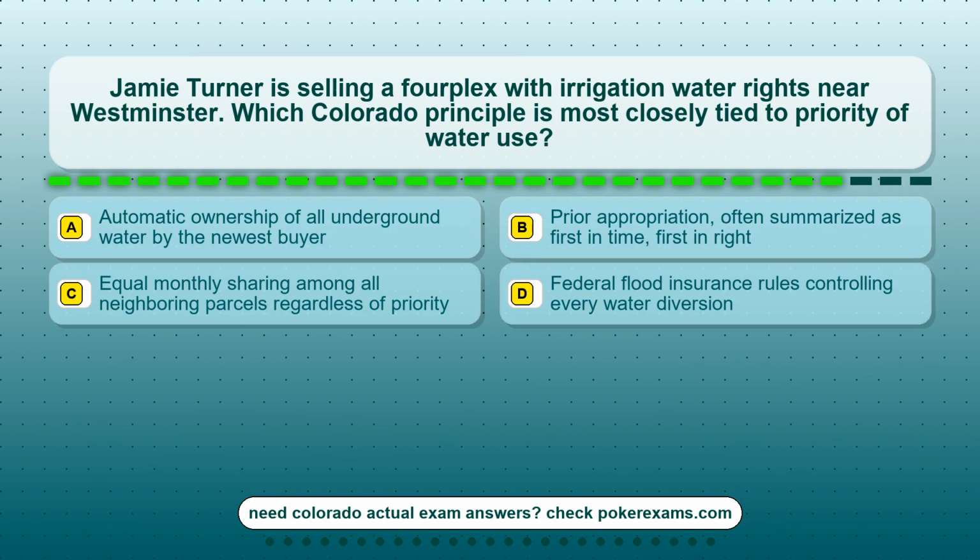Question 18. Jamie Turner is selling a fourplex with irrigation water rights near Westminster. Which Colorado principle is most closely tied to priority of water use? Option A, automatic ownership of all underground water by the newest buyer. Option B, prior appropriation, often summarized as first in time, first in right. Option C, equal monthly sharing among all neighboring parcels regardless of priority. Option D, federal flood insurance rules controlling every water diversion.